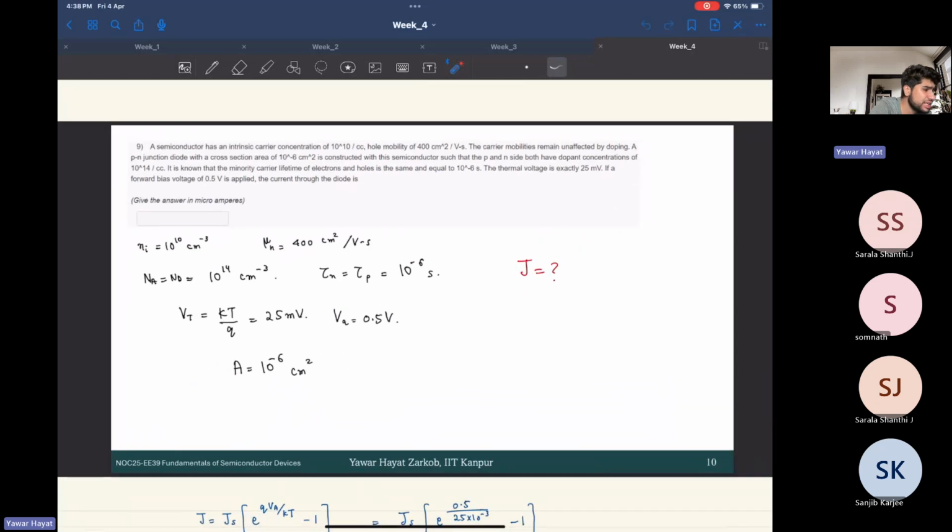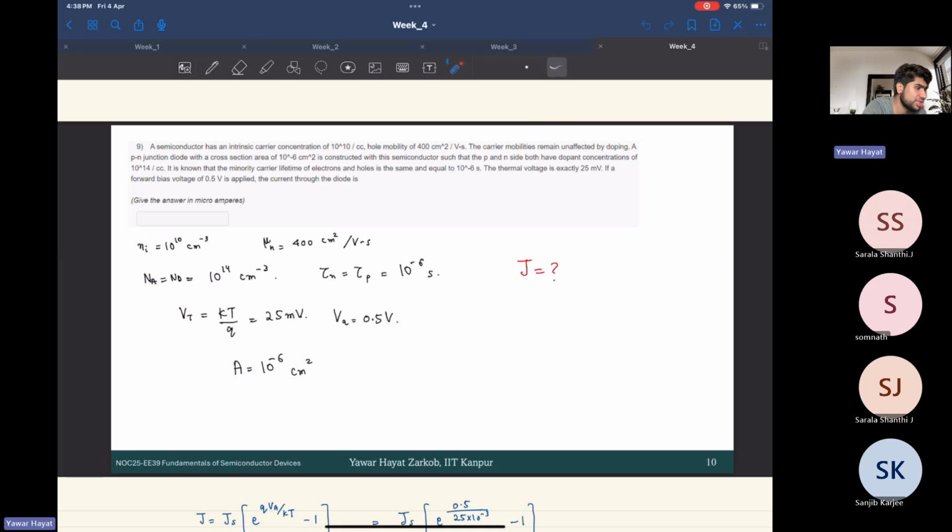A semiconductor has an intrinsic carrier concentration of 10 to the power 10 per centimeter cube. Hole mobility is given. Carrier mobilities remain unaffected by doping. Actually, mobility has a doping dependence, but in the question it is said that you can neglect that dependence. That's why we won't be considering that.